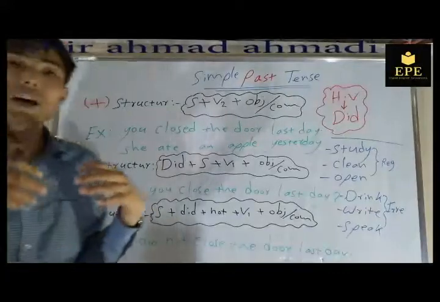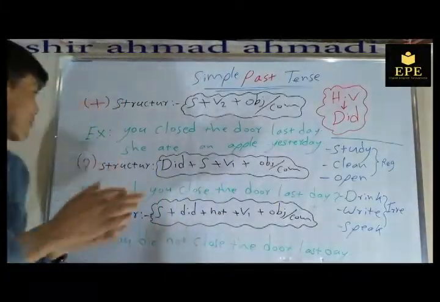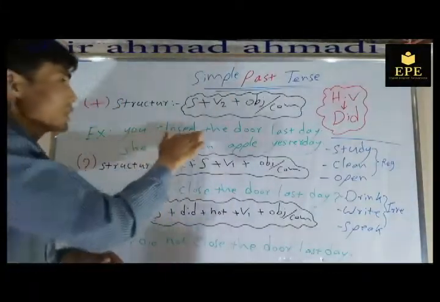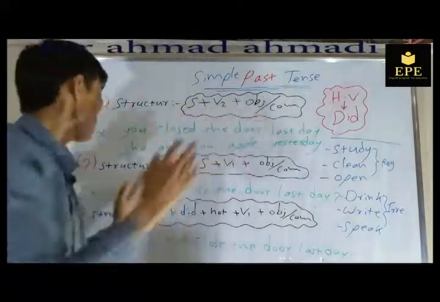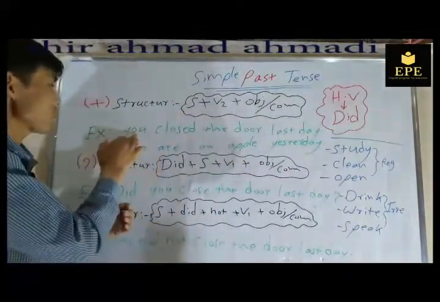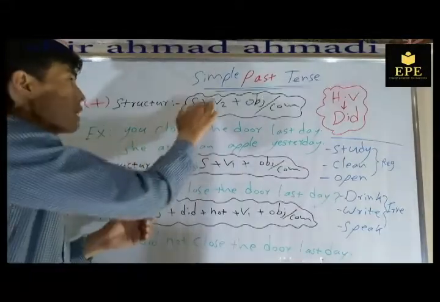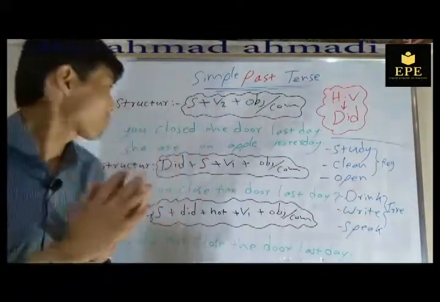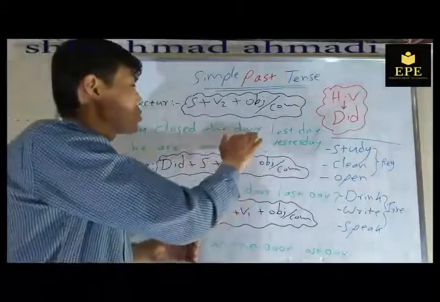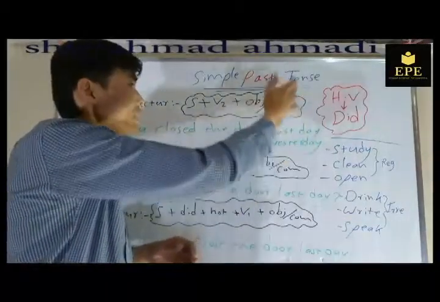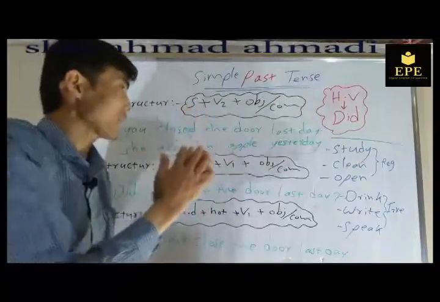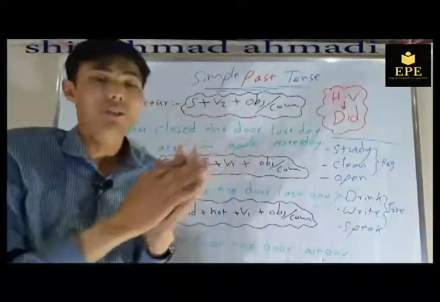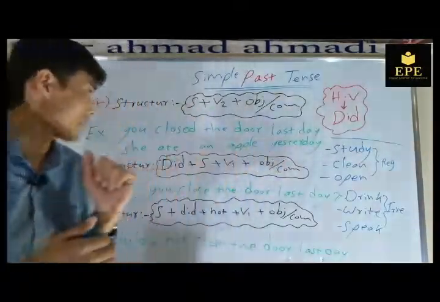So I give you an example. You closed the door last day. You closed the door last day. Here, you is the subject, closed is the verb, second form of verb, and then the door last day is object or complement. The door is the object and last day is the complement of time.